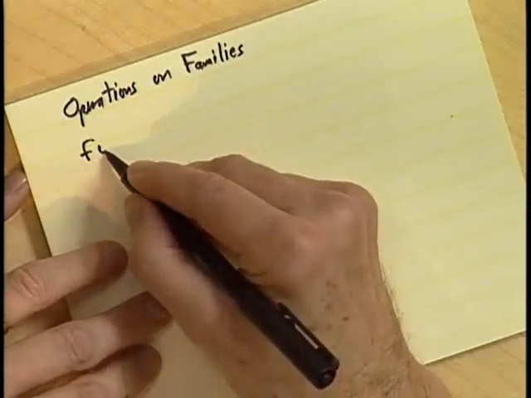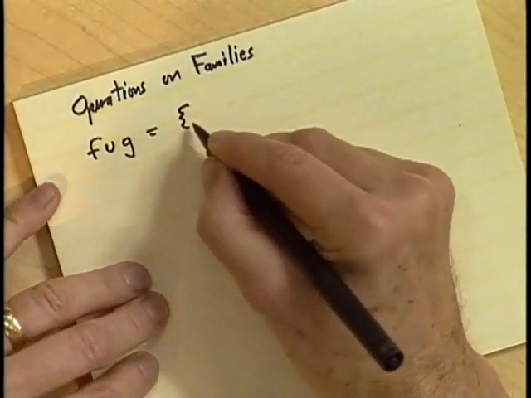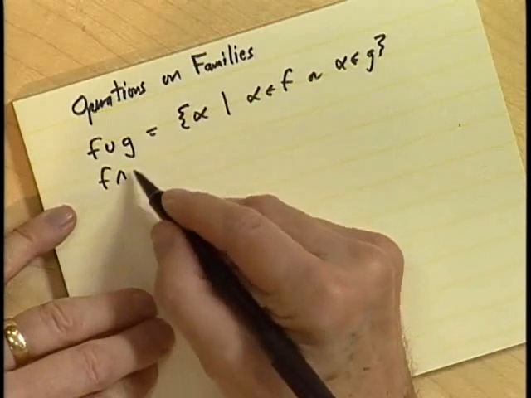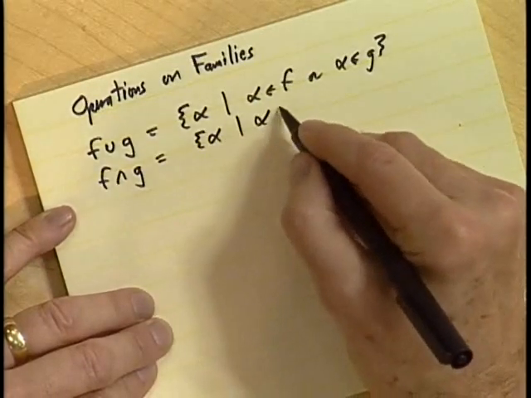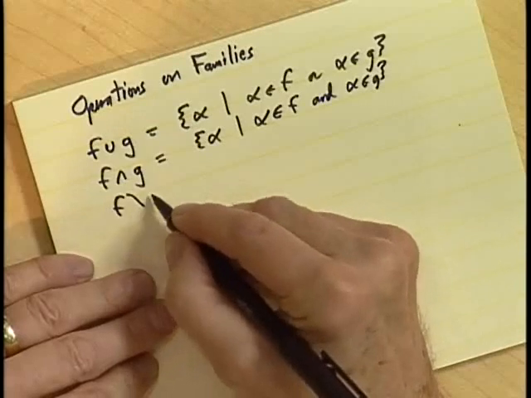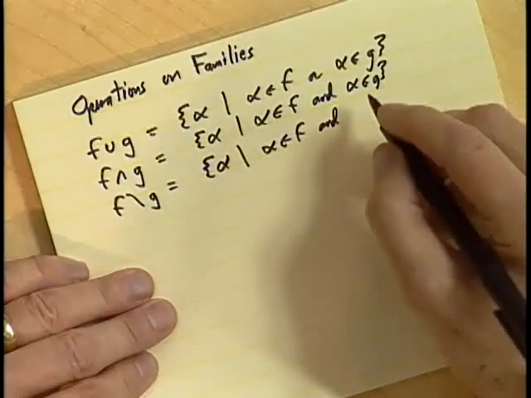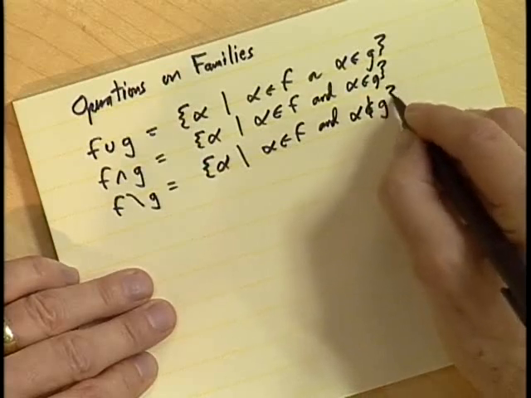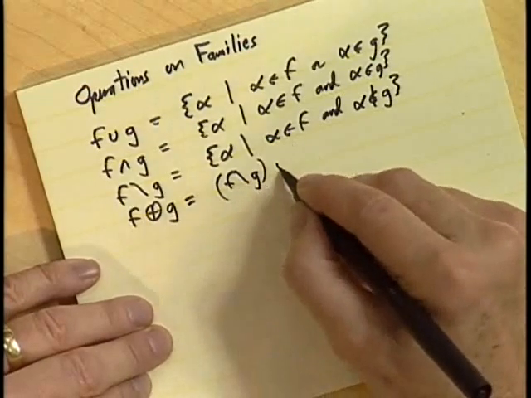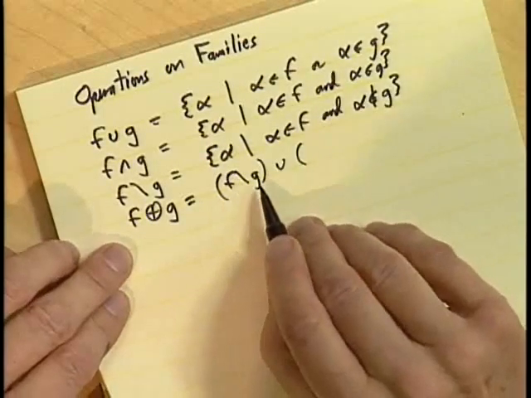But the very simplest ones are just to take the union of two families. So F and G are families of sets, and the union of two families is the family of all sets alpha, so that alpha is in F or alpha is in G. F intersect G is the family of all sets that are in both F and G. F set minus G is the family of all sets that are in F but not in G. And so on. I might as well go through this because it's not going to take that long. The symmetric difference between F and G is F minus G or G minus F.